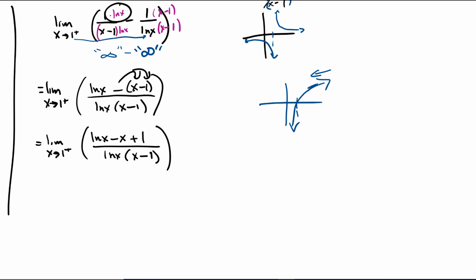Now let's plug this 1 in and see what we get. And I'm going to let you know, ln of 1 is 0. Right? And then you got minus 1 plus 1, so you got 0 up top. And then you go to plug that thing in, you get ln of 1 right here.